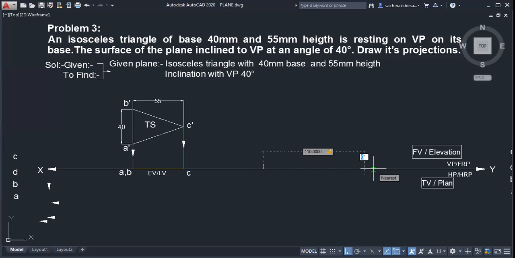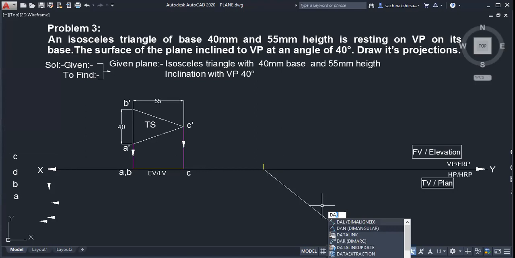How much is it? 40 degrees. Maybe like this: a line making an angle of 40 degrees. So this angle should be 40. Are you observing the 40 degree angle? Yes, sir. So this is the 40 degree angle. Okay, what to do now?